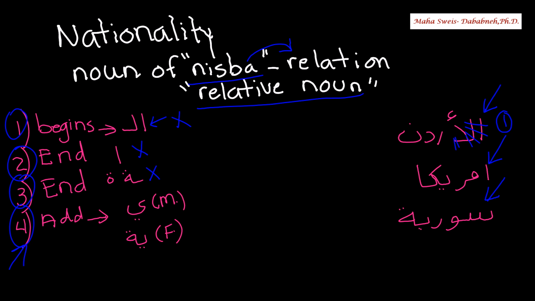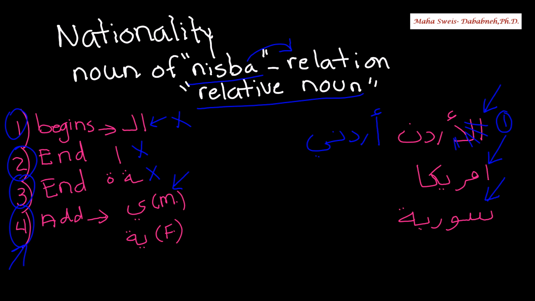Let's go back to rule number 4. You add ya if you are a male. So go back to Al-Urdun. We dropped alif and lam. Then let's write the remaining letters. We have alif, ra, dal, noon. Rule number 4 says you add ya if you are a male. I'm adding ya. Urduni. Ana Urduni. When I say Ana Urduni, I'm Jordanian if I am a male.